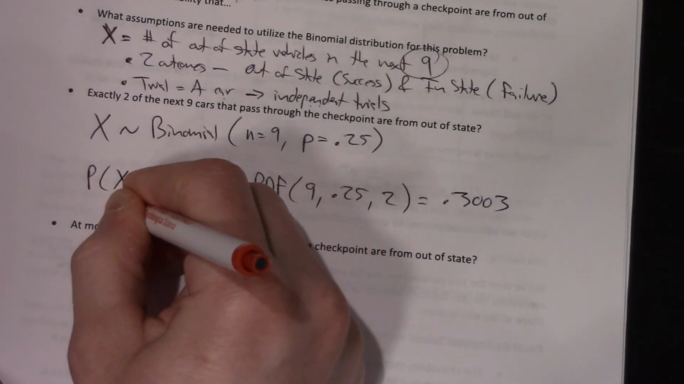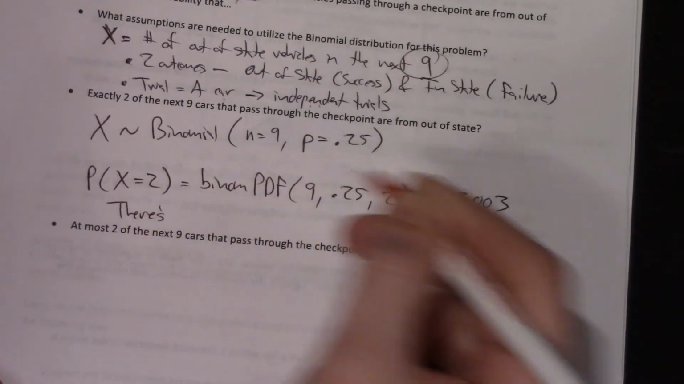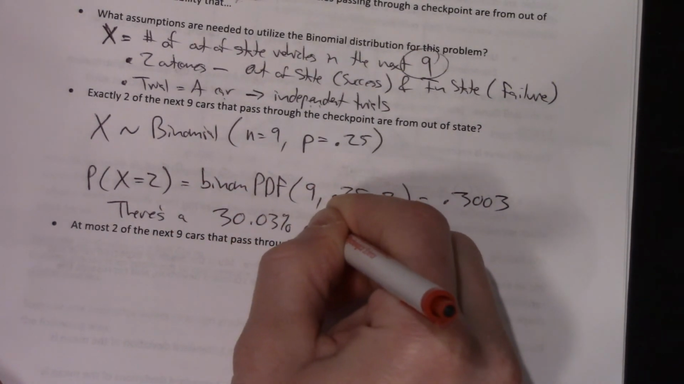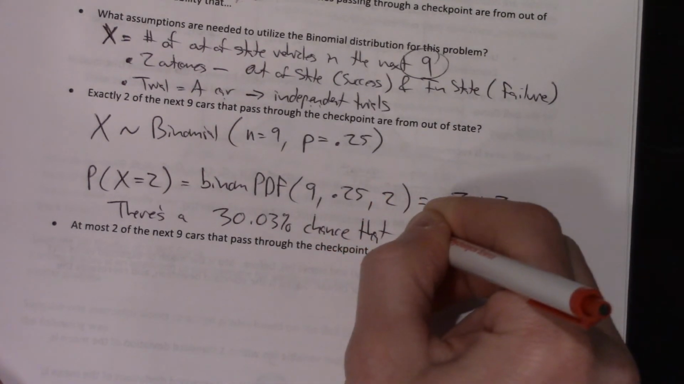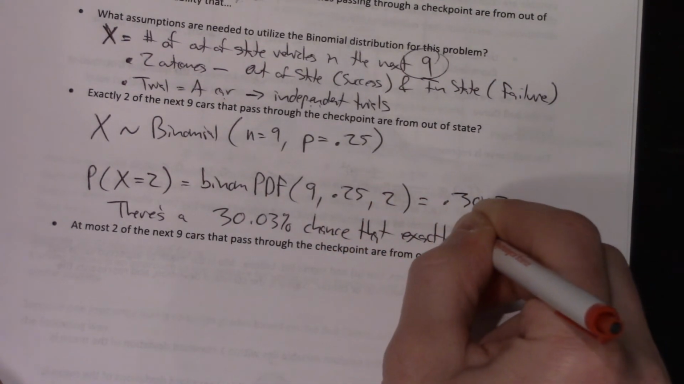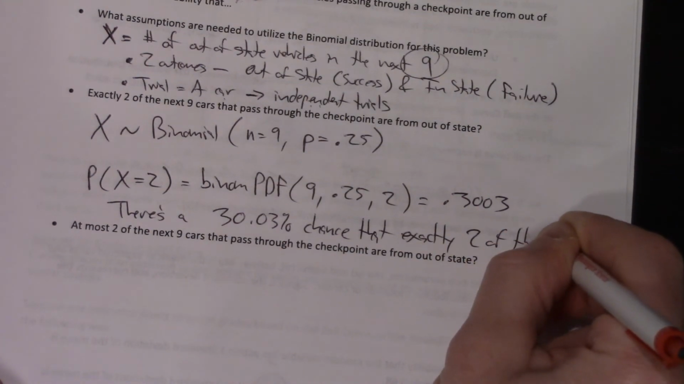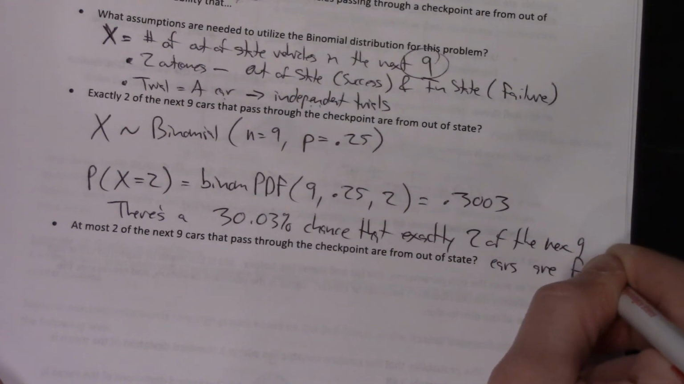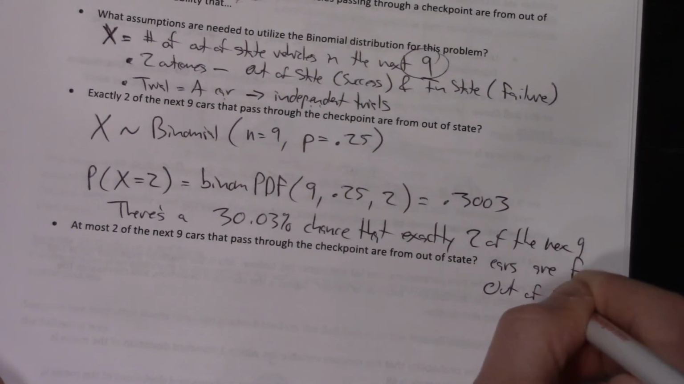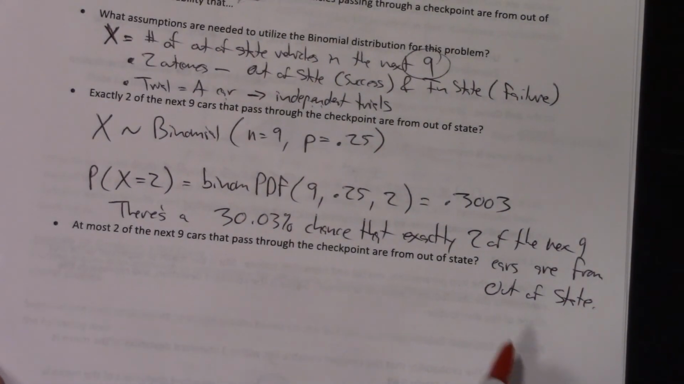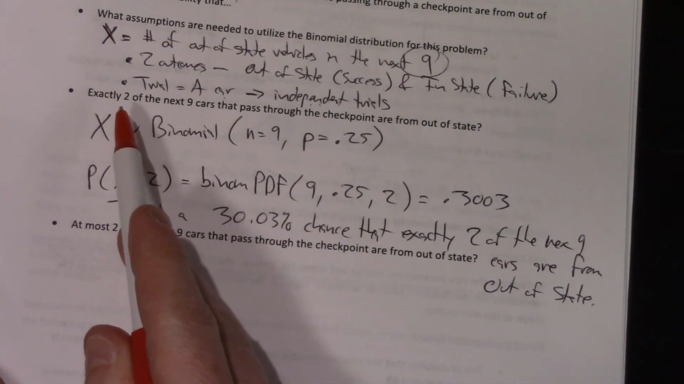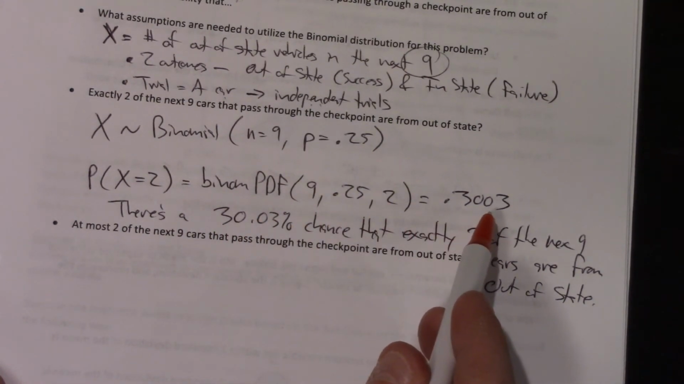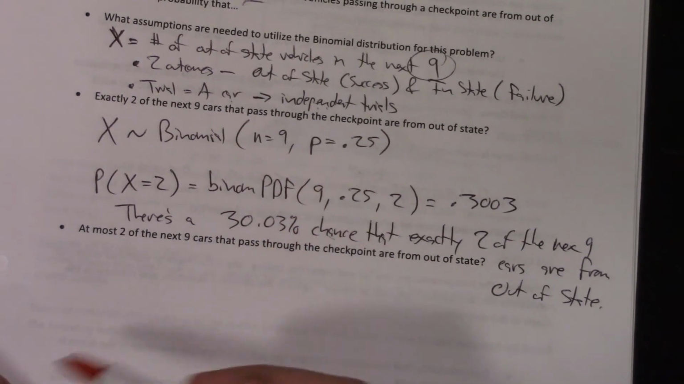Okay, so this means there's a 30% chance, and some change, that exactly 2 of the next 9 are from out of state. We're just answering the question: what's the probability that exactly 2 are from out of state, out of the next 9? Well, there's a 0.3003 chance, a 30.03% chance that will happen.